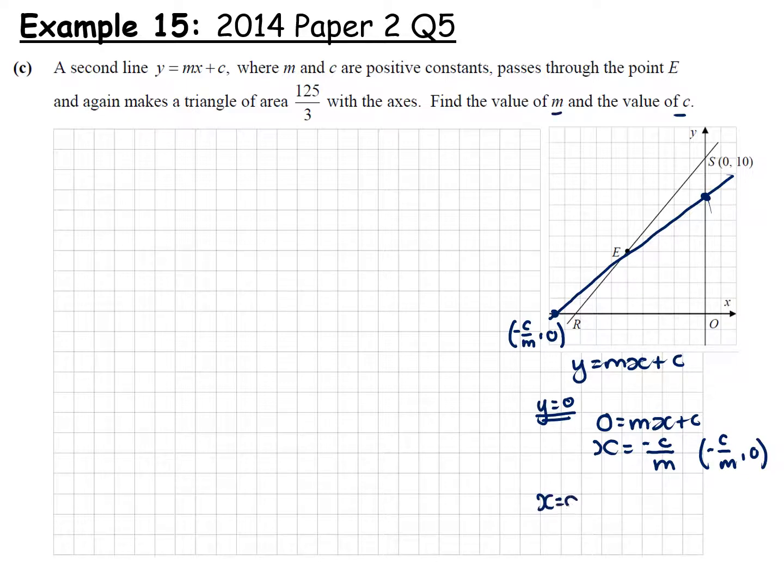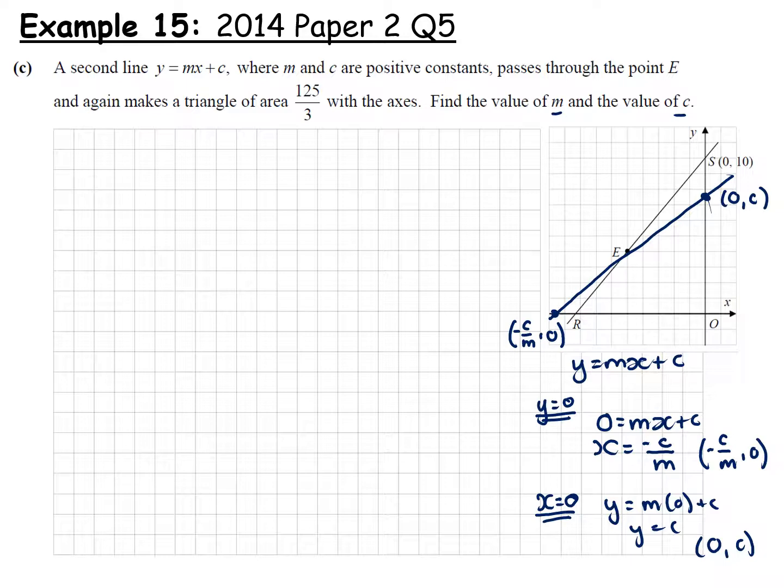The second one is x equals 0. So y equals m times 0 plus c, so y equals c. So that's 0, c, and that's that point there. So you might have just been able to write that down without working it through. Either way, it's absolutely fine.